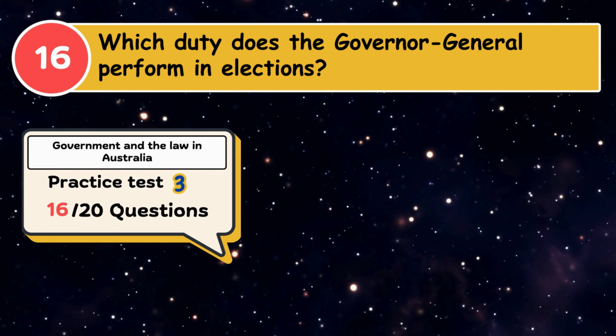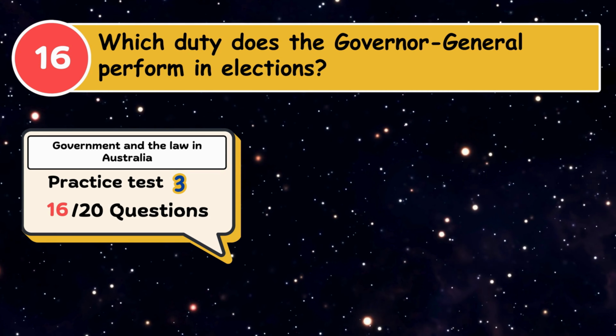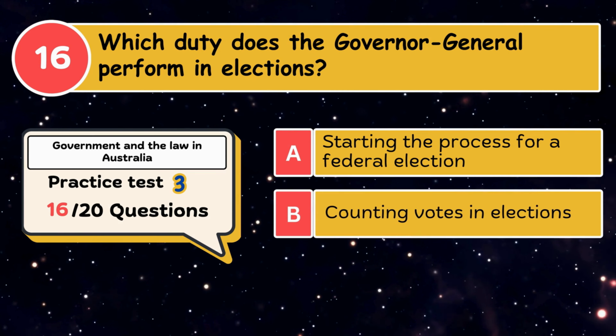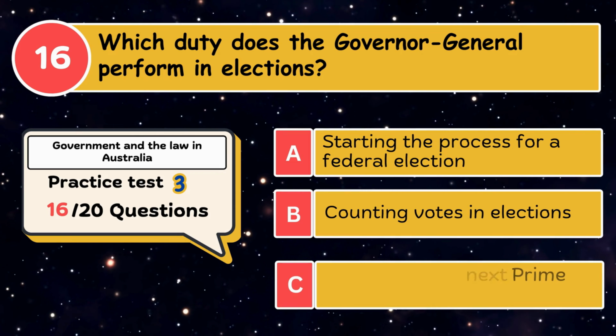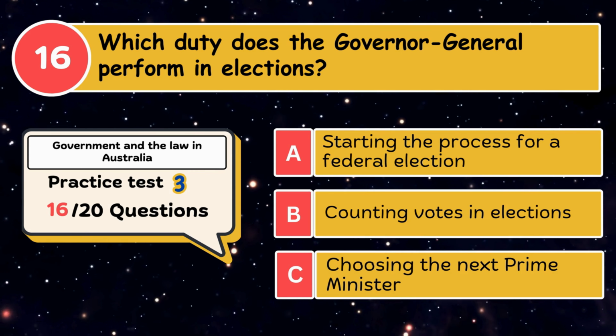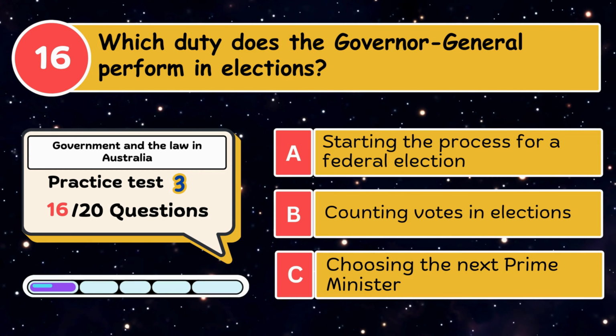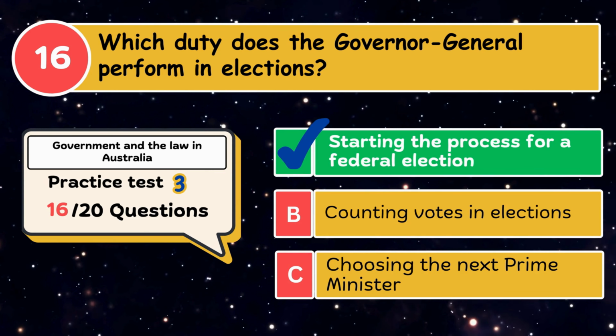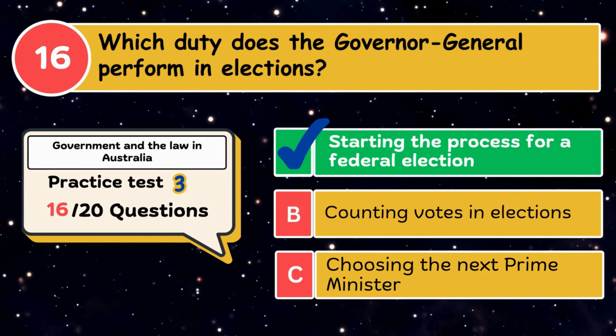Which duty does the Governor-General perform in elections? A. Starting the process for a federal election. B. Counting votes in elections. C. Choosing the next Prime Minister. The correct answer is starting the process for a federal election.